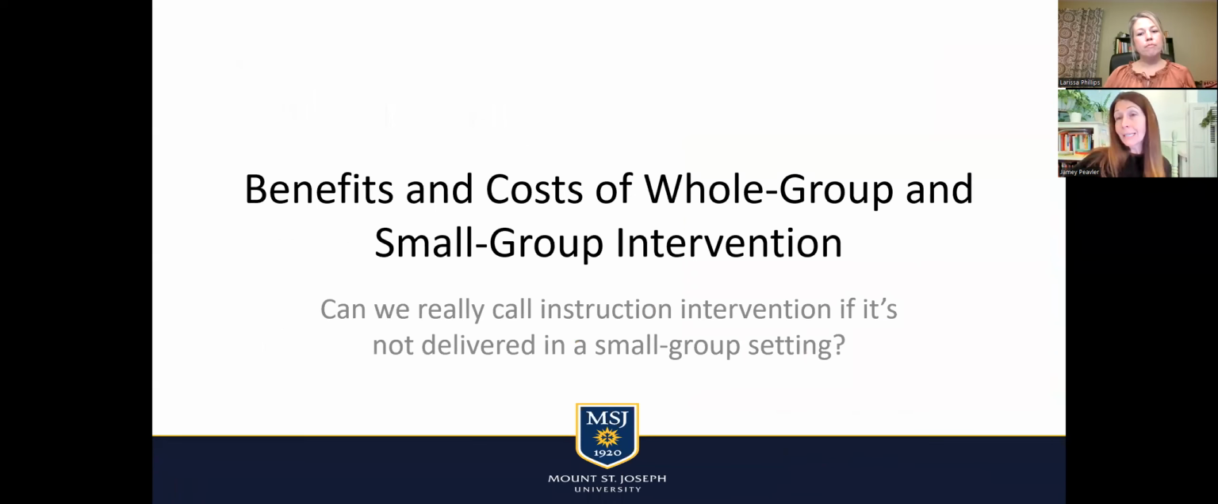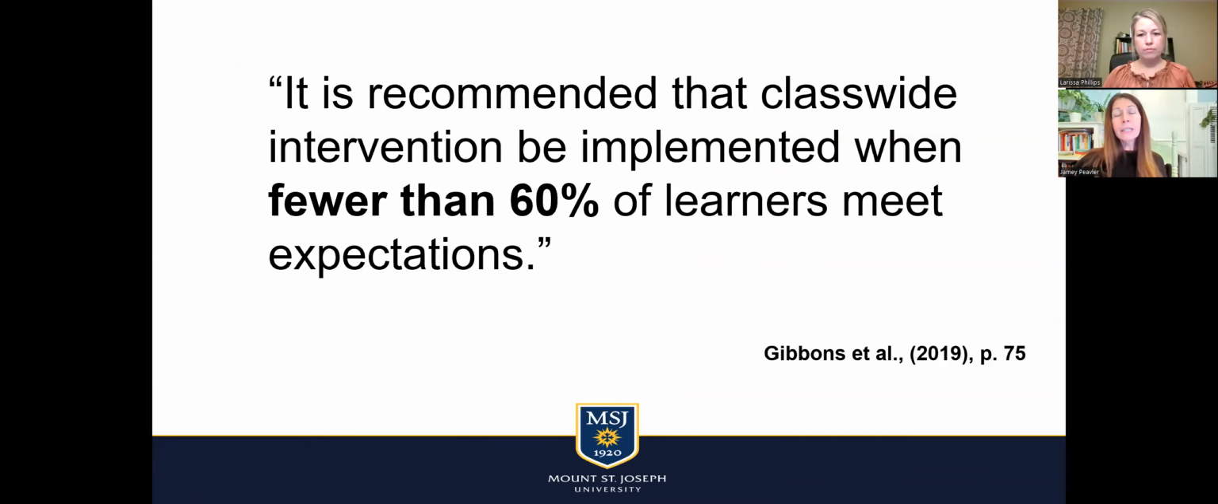So that really gets us to, well, what are the costs and benefits? Because both types of instruction are essential, but how do we make good decisions about when to do which type of instruction? So let's start with whole group instruction.